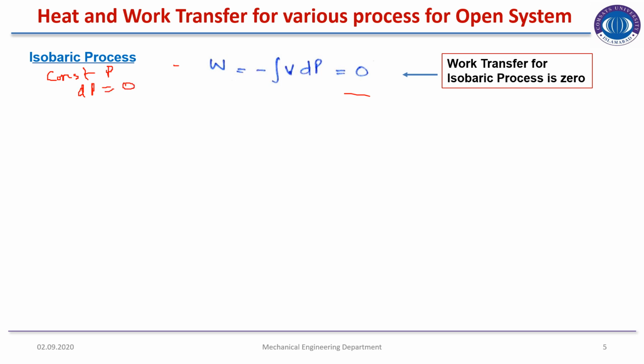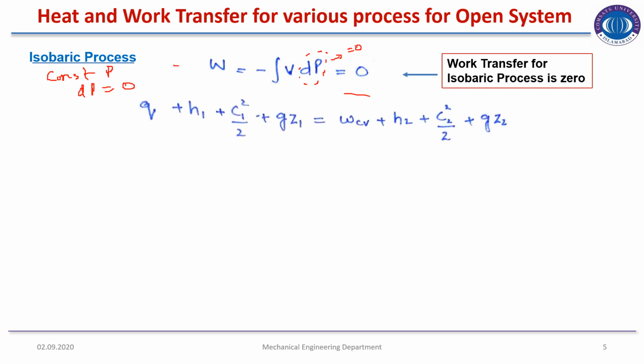So the work transfer for open system is given by W is equal to minus integration V dP. So as dP is equal to 0, therefore W is also equal to 0. Now steady flow energy equation is given in the next step.